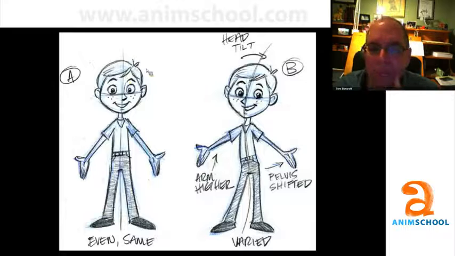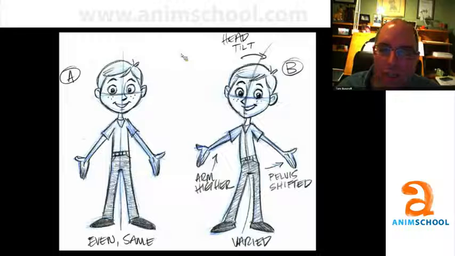And then I showed in B here that this is how you can break up that twinning by basically just adding a few tilts and shifting weight on one side, throwing the pelvis over, one arm's a little higher than the other. All those little things that you're doing, now I have more rhythm through it. There's more flow to the line.